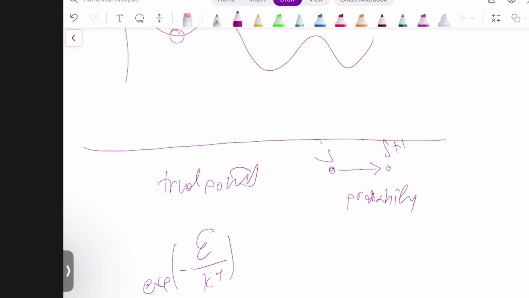Correct? Minus. Now, the same thing in our code is what? This is the difference between them, J to J minus 1. We take the difference between them, and then we divide it with some temperature. The same concept, and we take the exponential. So therefore, let's see.